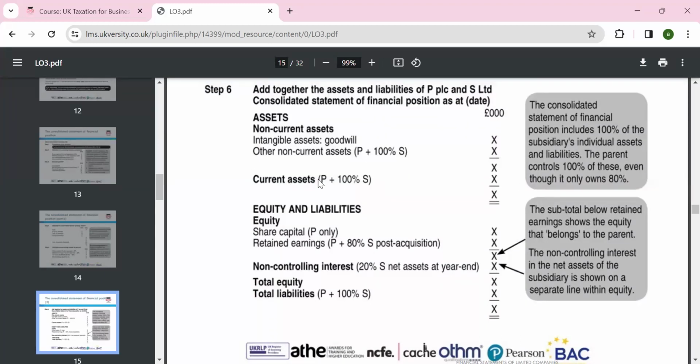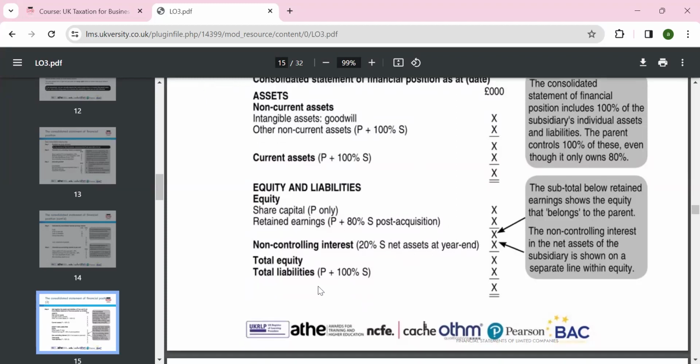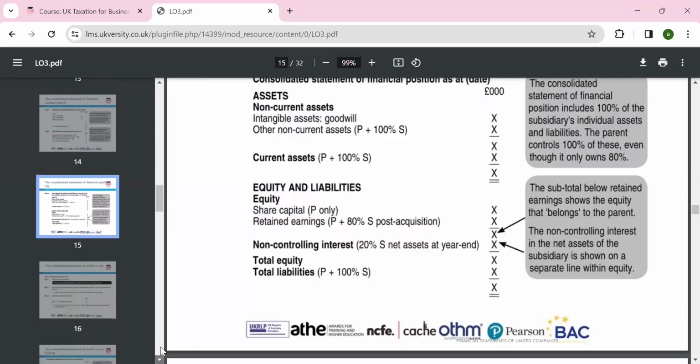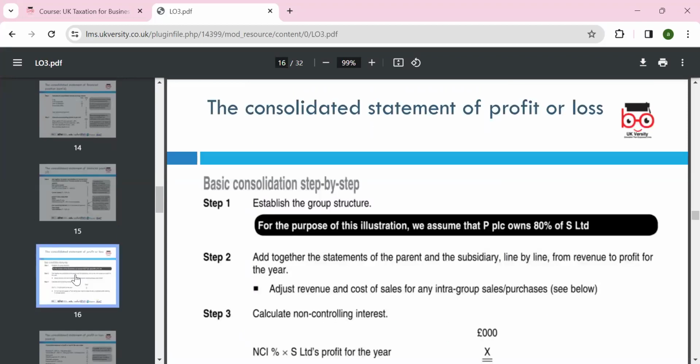Current assets: all the parent and subsidiaries. And equities, only the parent. Retained earnings, which we calculate for the parent, all, and the subsidiaries, whatever the percentage post-acquisition. Non-controlling interest 20% we calculate, and then we can say that's our total equity, and total assets should be equal to total liabilities plus equity, as in the accounting equation. Okay, so guys, this is the way we can make adjustments, and these are all the steps we've discussed.